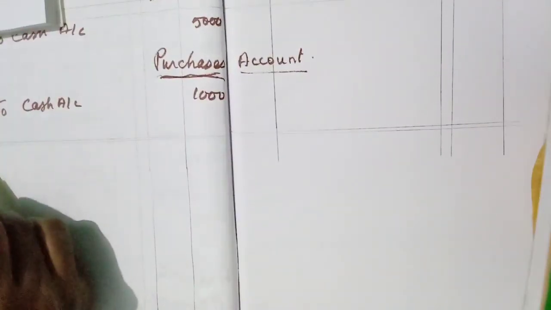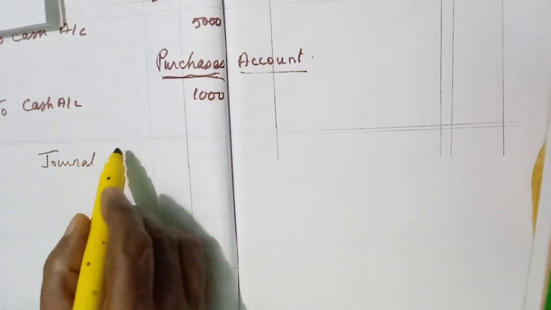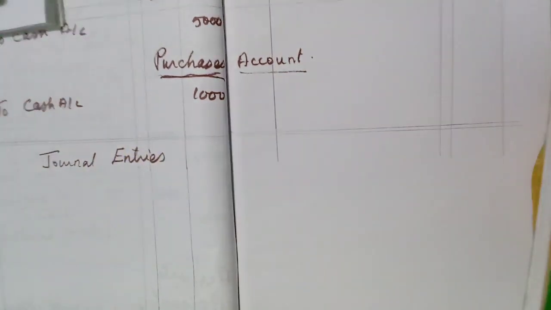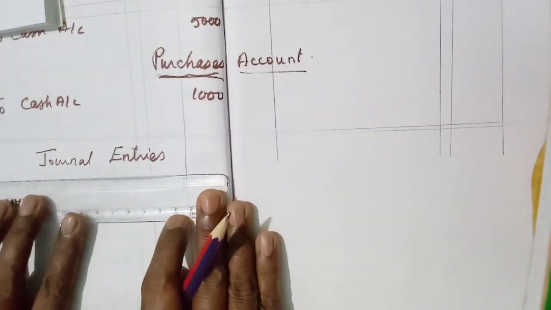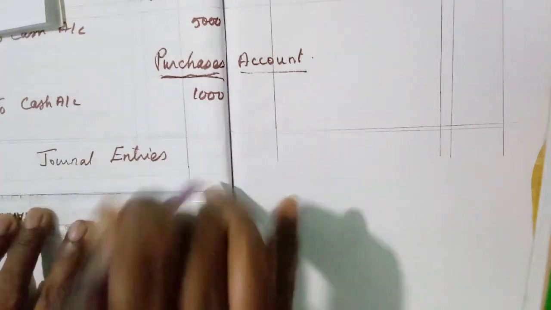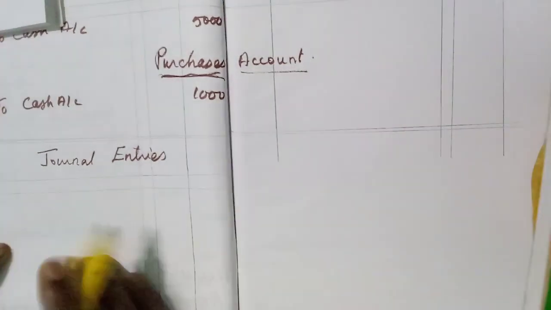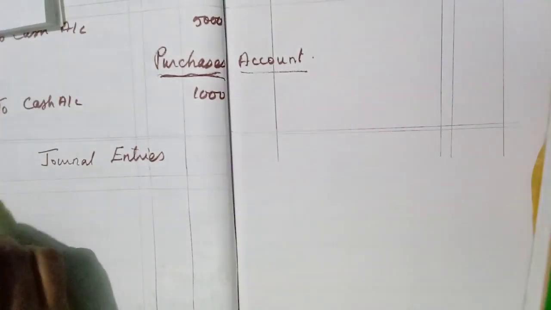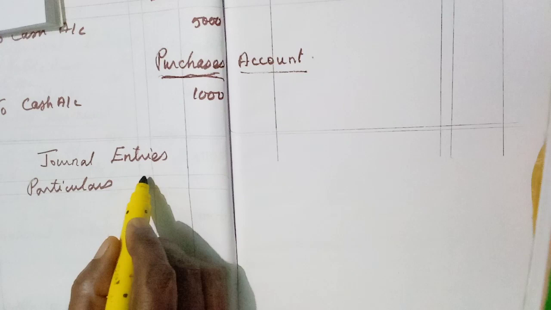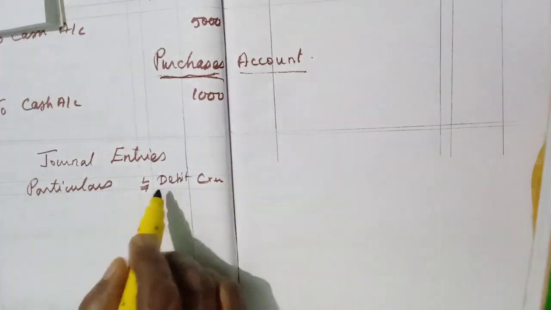First write the number 2. Journal entries you write. Only one page enough, isn't it? Journal entries. Okay. Then date, particulars, LF, debit, credit, rupees.